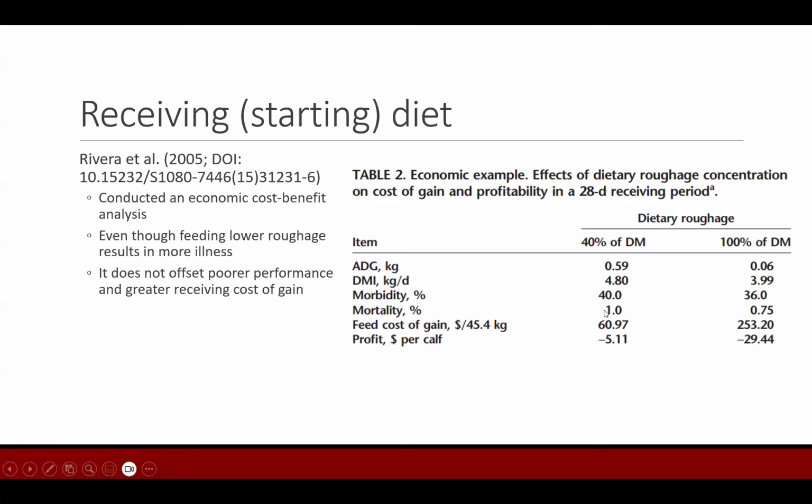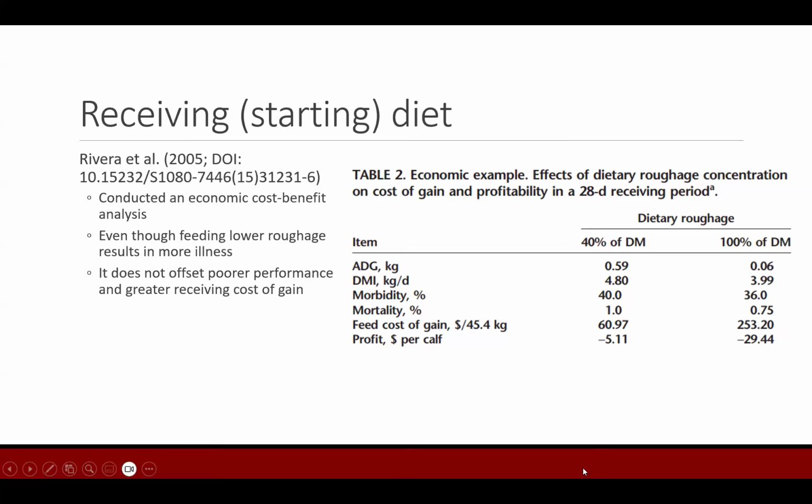You saved 0.25% of death loss on these cattle. Okay. Your feed cost is much higher. Typically, roughages are a relatively high cost ingredient. Okay. And because of that higher feed cost and that cost of gain, which is driven by feed cost plus a low rate of gain, right? Your net profit per calf for that feeding period, you're losing a whole lot of money if you fed 100% roughage compared to relatively less loss of money if you're feeding a lower roughage diet.